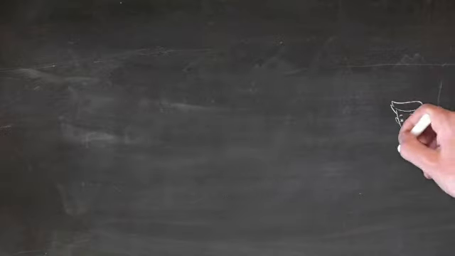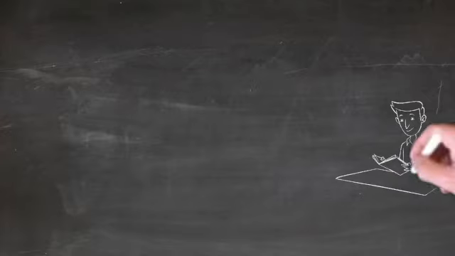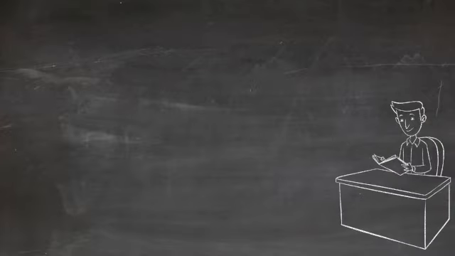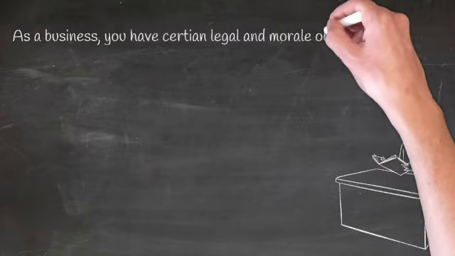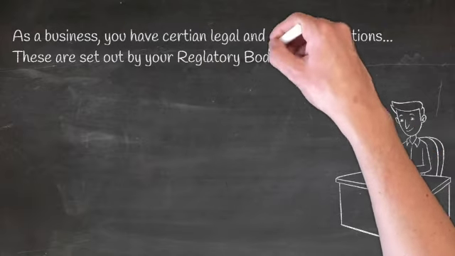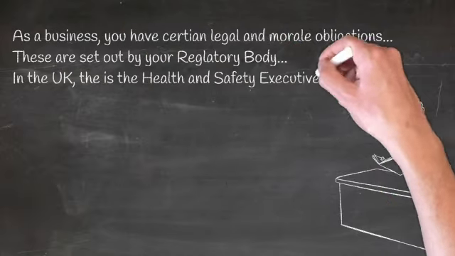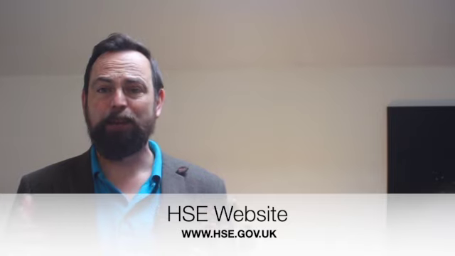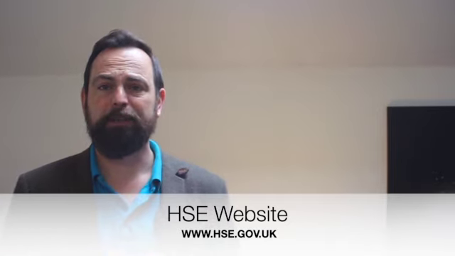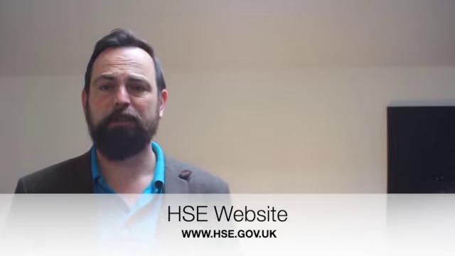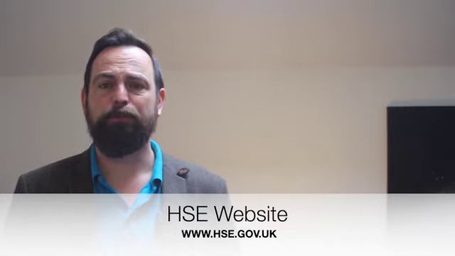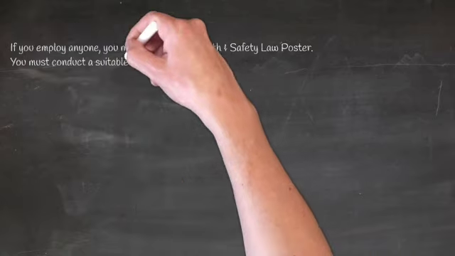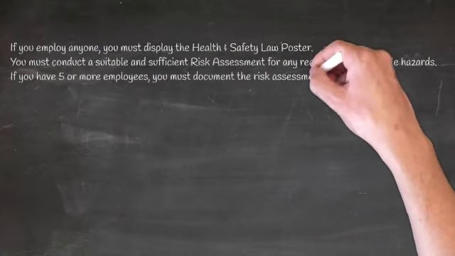In the UK, the HSE is the government agency that ensures you're complying with health and safety. So as a business, you have certain legal and moral obligations. These are set out by the HSE. The HSE website is a brilliant place to go and look for information. They provide ACOPs, which is an approved code of practice, specific industry guidance, as well as lots of other helpful resources. To start with, if you employ anyone, you must display the health and safety law poster.